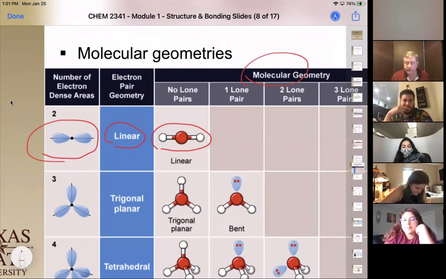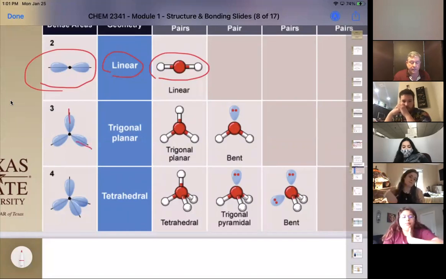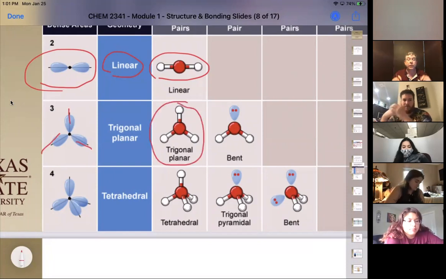Okay, if we had three electron domains, we have 2 possibilities now. We can actually bond to each of these electronic domains and have 3 atoms on it, and then we end up with a trigonal planar molecular geometry. However, if we only bond with one and have one lone pair, it'll be bent. Okay? And technically, you could have just a linear one with 2 lone pairs here, but that doesn't really exist very often. So, all right.